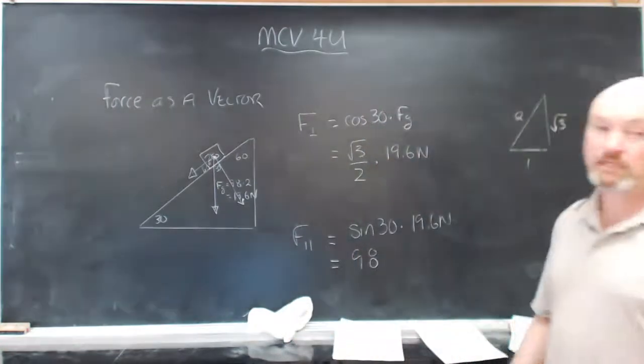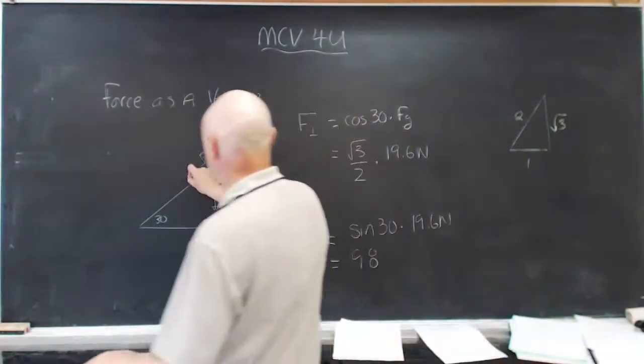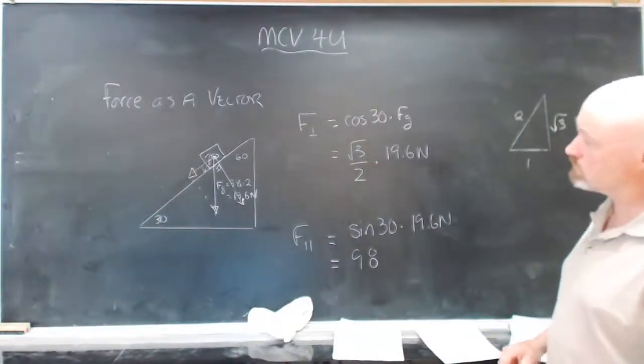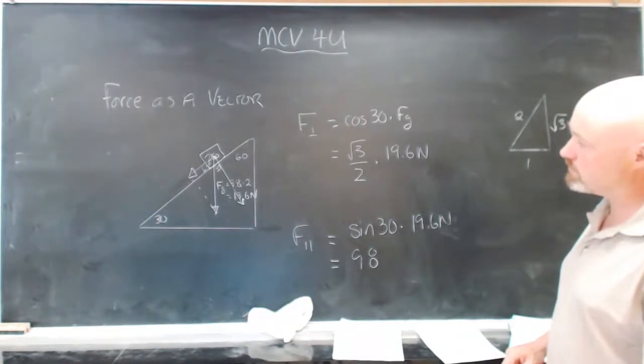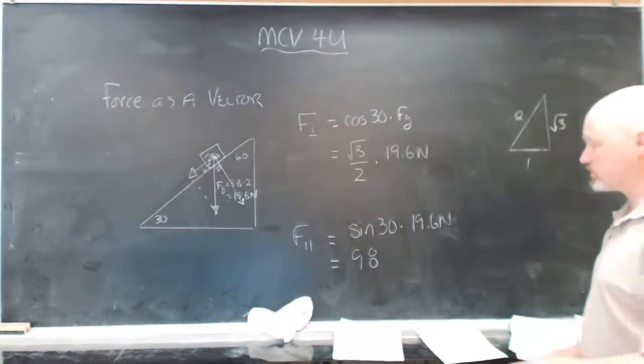You could do cos 60. It'll work the same way. How does that work if you do the cosine of 60? Because it's still... Oh, because it's the adjacent side. Yep. Works the same way.